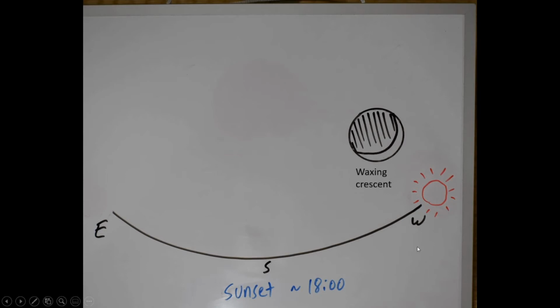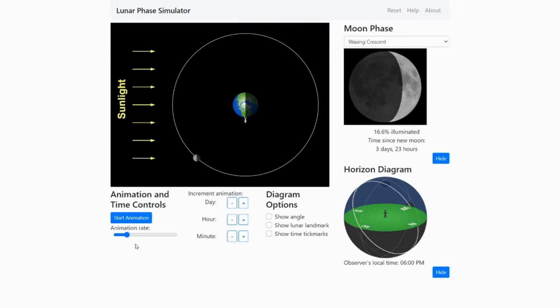Now let's take a look at the next phase of the moon. So if we start the animation, the waxing crescent is getting bigger as the moon goes around the Earth. So the next phase is first quarter. And so let's again take a look at this horizon diagram, and we'll go to sunset once again.